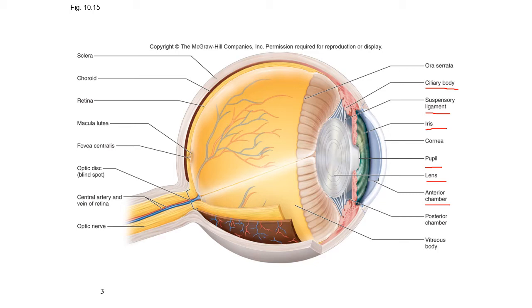Number 7 is the cornea. So the cornea is on the outside. It is in what's called the fibrous tunic. It is a transparent structure that covers the iris and the pupil. Its function is to allow light to enter and focuses light.